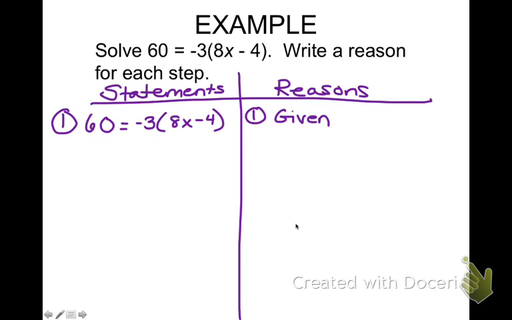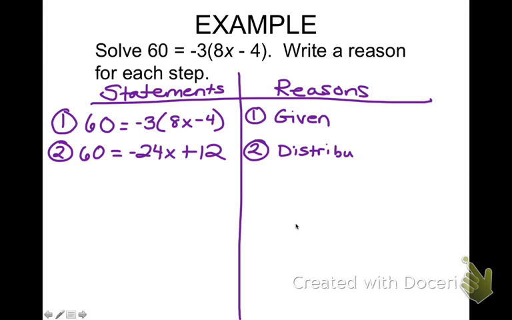Okay, so what would be the next first move you would use? Distributive property, good. So using the distributive property, 60 stays. So I get 60 equals -3 times 8x, it's -24x. -3 times a -4 is a positive 12. My justification on the right would be the distributive property. All right, what would be your next move?